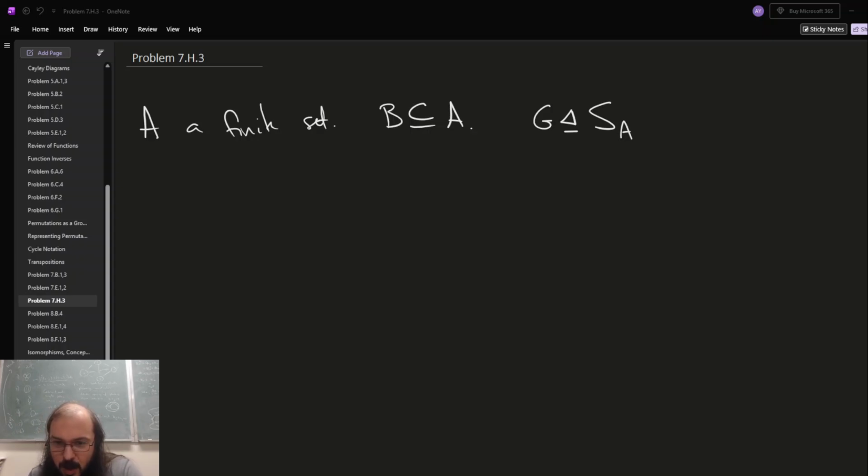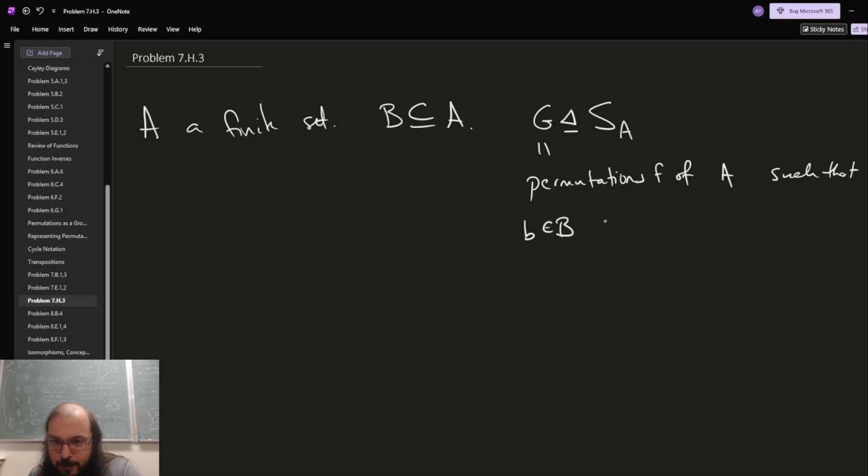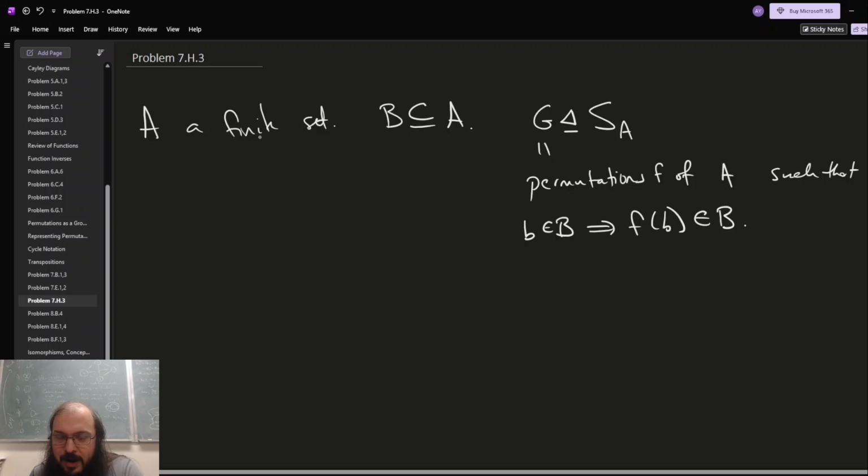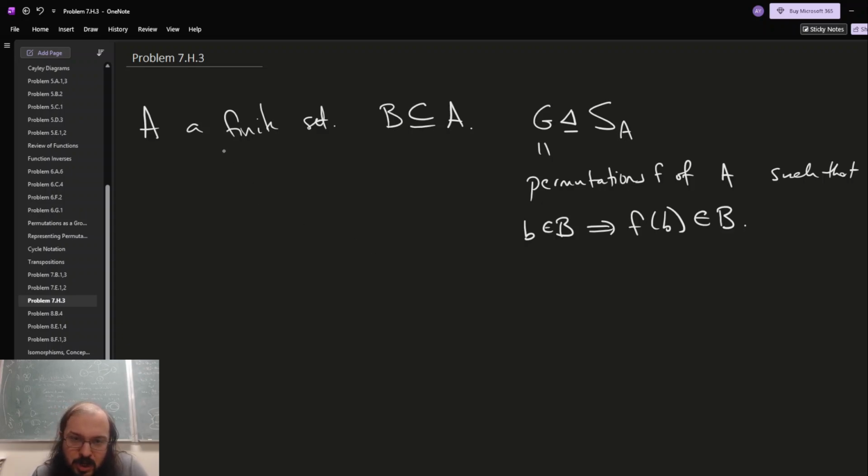I think it's okay. The subgroup in question is the set of permutations F of A such that if b is an element of B, then F of b is also in B. And your homework problem is to figure out where this finiteness is crucially used, and in particular, find a counterexample when A is an infinite set.